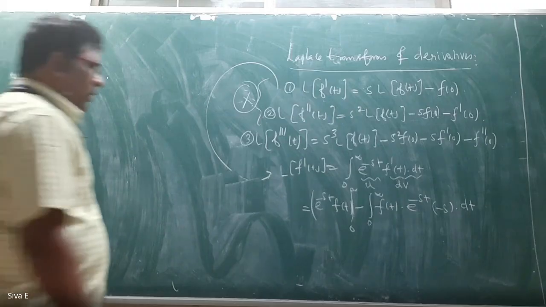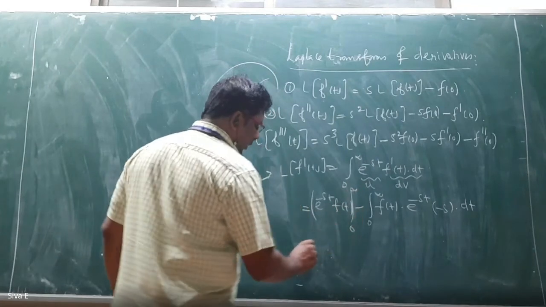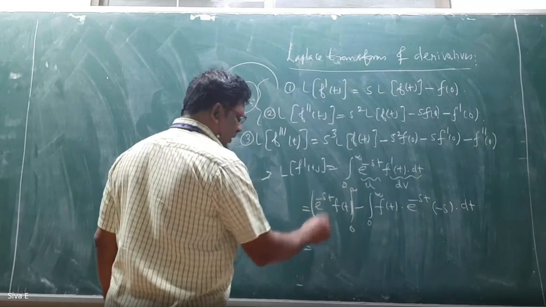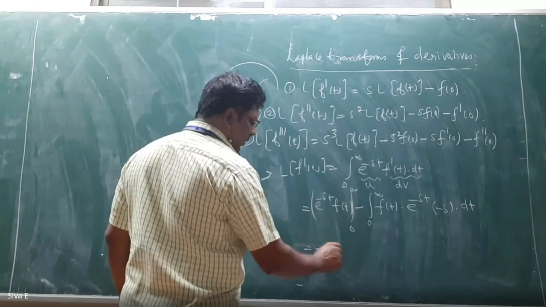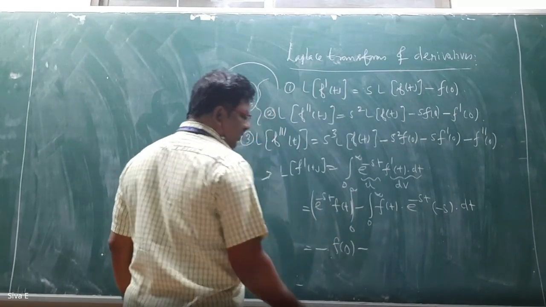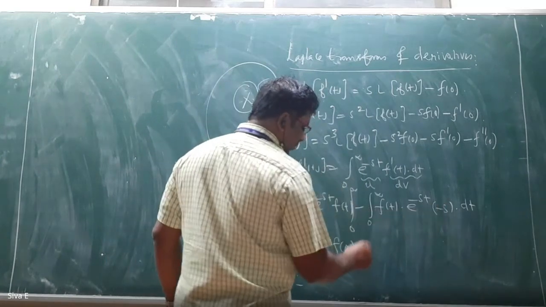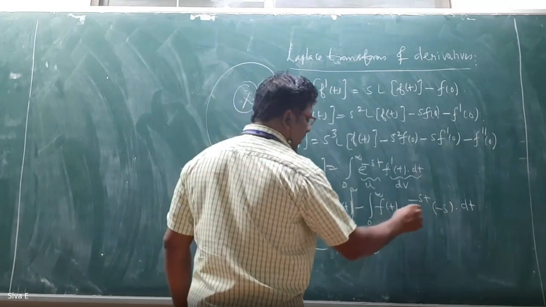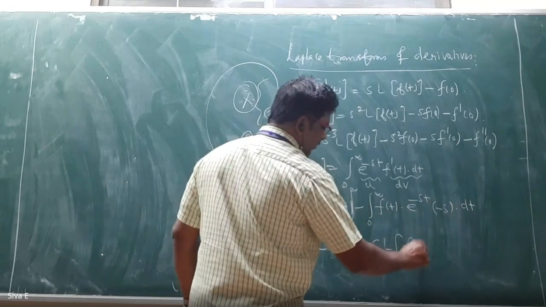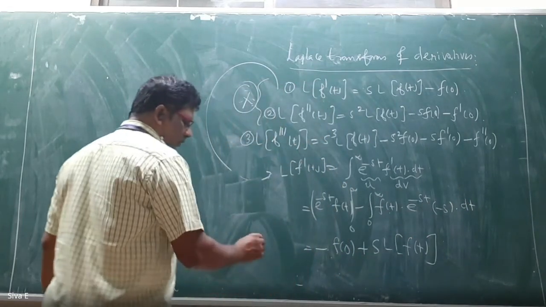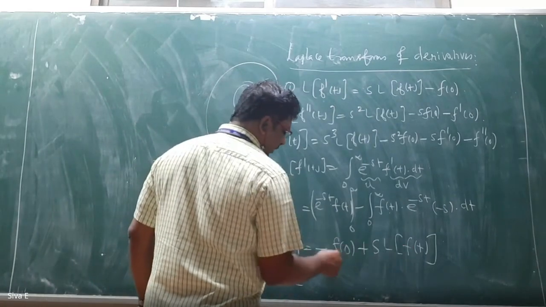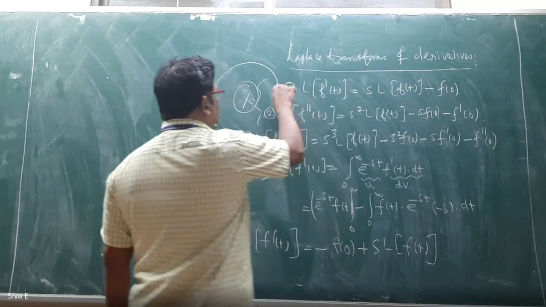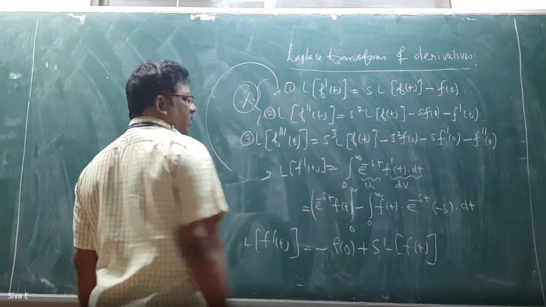Yes, sir. Okay, fine. So here integral over 0 to infinity is there. E power minus infinity is 0. Leave it. So minus, if you substitute 0 here, you will get f of 0, minus one more minus is there, plus s into the remaining value, which is the Laplace transform of f of t. So the Laplace transform of f dash of t equals s into L of f of t minus f of 0. This is the first one. Similarly, we can prove the second one and third one also.